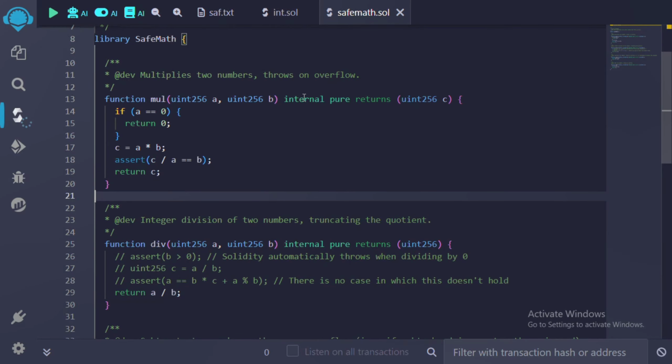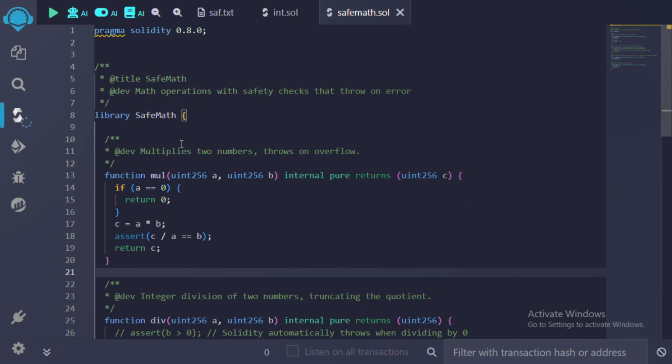So in this video, I'm going to be explaining the SafeMath library. The SafeMath library is a library that checks for overflows and underflows, and you have probably heard of them. Overflow is when the maximum number of a uint type variable is exceeded, then it wraps to zero. And underflow is when the minimum number of a uint type variable is decreased beyond zero, it wraps to the maximum number of the variable.